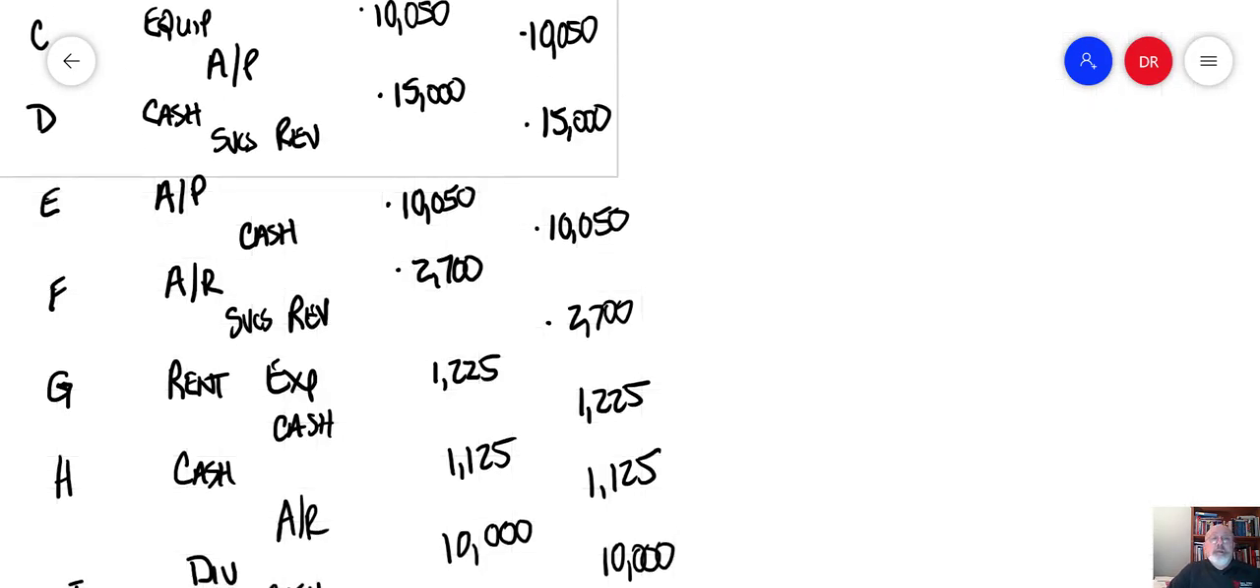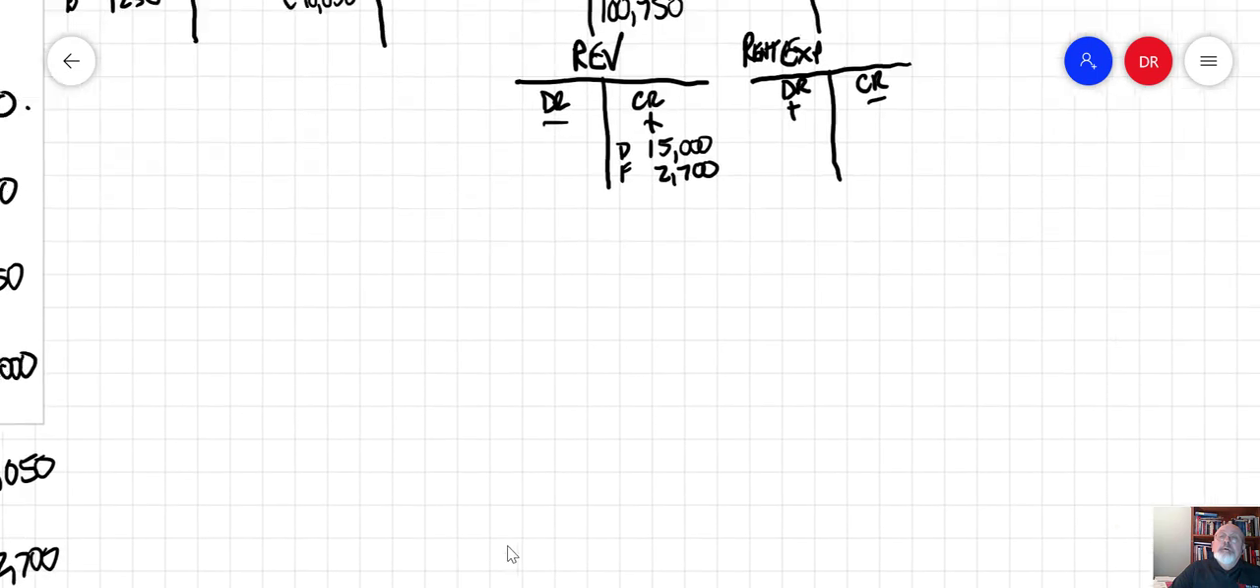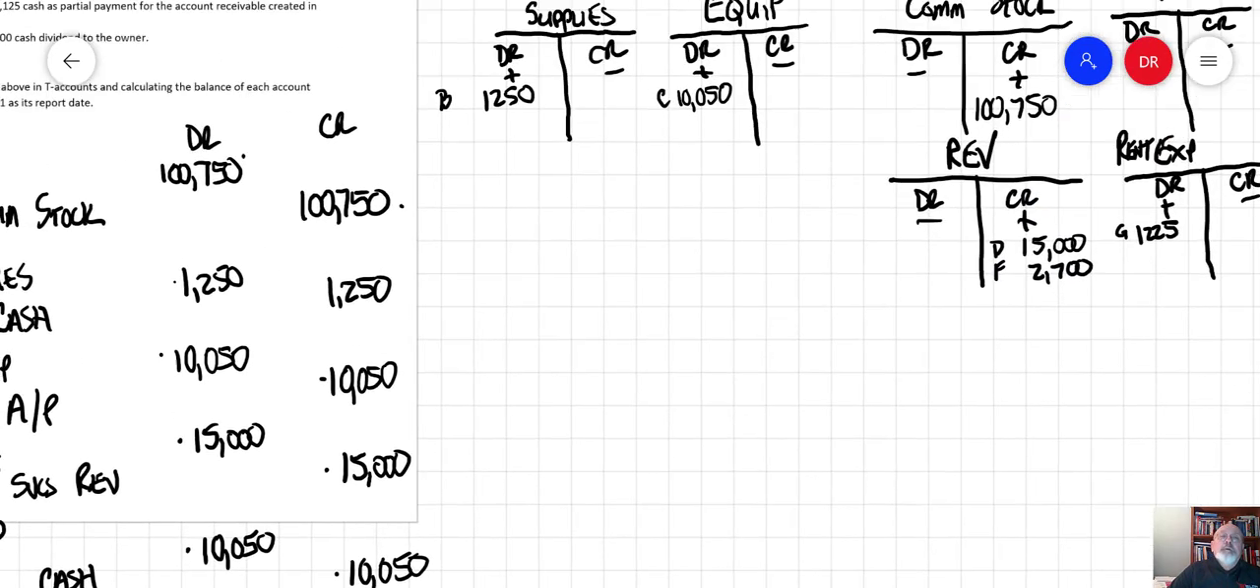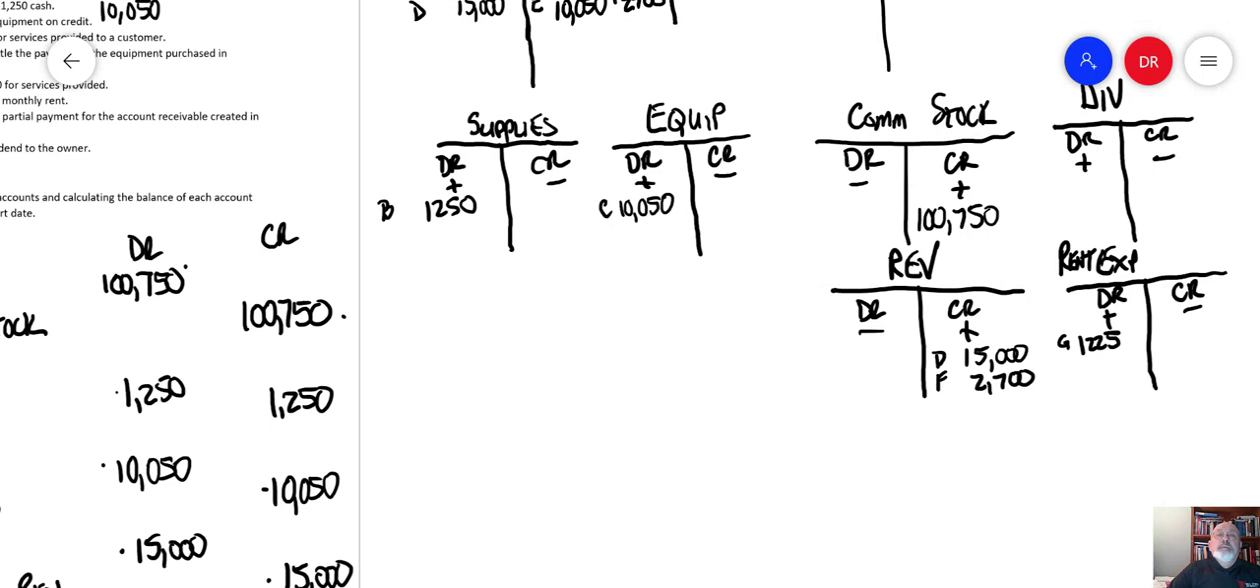For letter G, we paid rent expense, so the expense account will increase. That is a debit, and we're using cash, so the cash account will decrease. So we go to the rent expense account here, G, and we say 1,225 is a debit, and we go to cash with G, and the credit is 1,225.